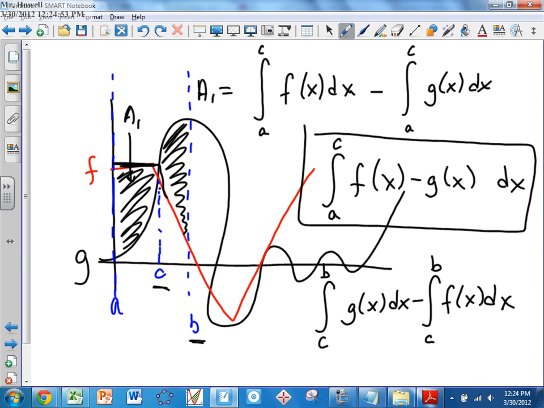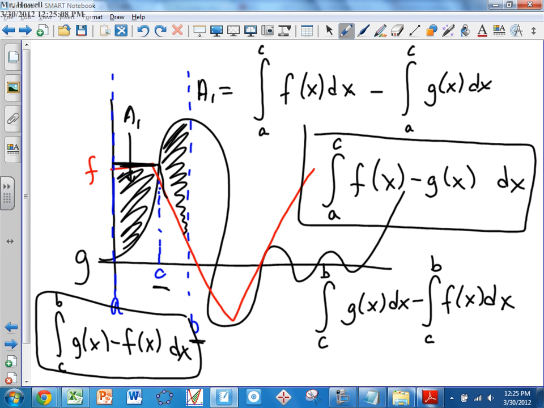Now, as one integral. So we did that earlier, and now as one integral, let's write it. We say just the integral from C to B of g of x minus f of x dx. And there's our second area. Again, as one integral, we write it.